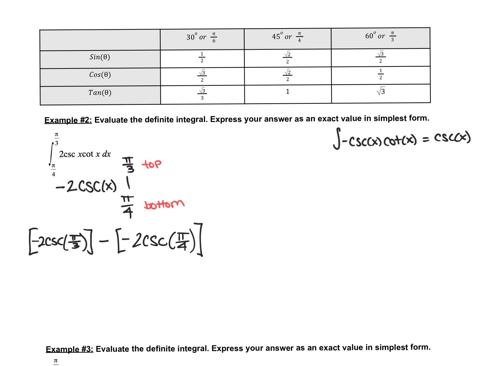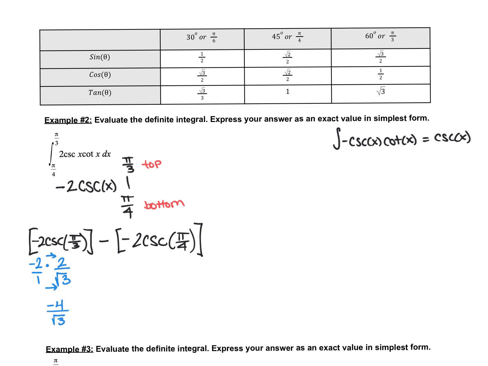So pi over 3 we know is equivalent to 60 degrees, and we know that cosecant is the reciprocal of sine. So sine of 60 is rad 3 over 2. So we're just going to flip that, and then that's going to give us cosecant. So 2 over rad 3. And then don't forget to bring down the negative 2 that's in front. And while I'm here, I might as well simplify. I can put this over 1 and multiply straight across. So negative 4 over rad 3.